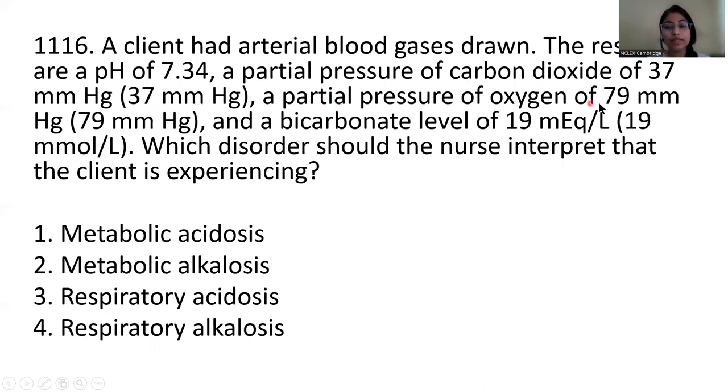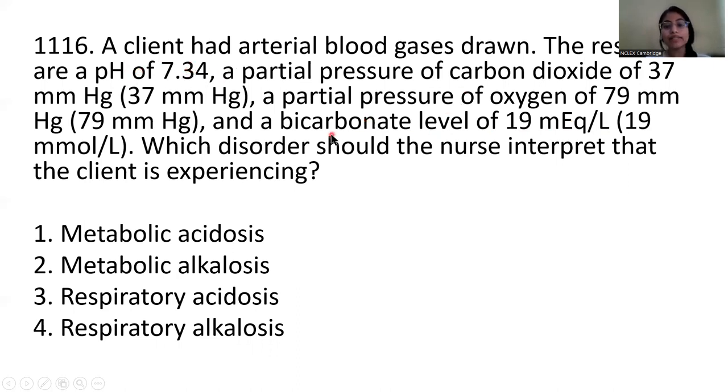Partial pressure of oxygen of 79 mmHg and bicarbonate level of 19 milliequivalent per liter. So we can see that bicarbonate level is also decreased. So there is proportionality between pH and bicarbonate level. pH is decreasing and bicarbonate level is also decreasing. It is less than 22 milliequivalent per liter. Normal is 22 to 28. So it is decreased. So we can see that this is an acidic condition.